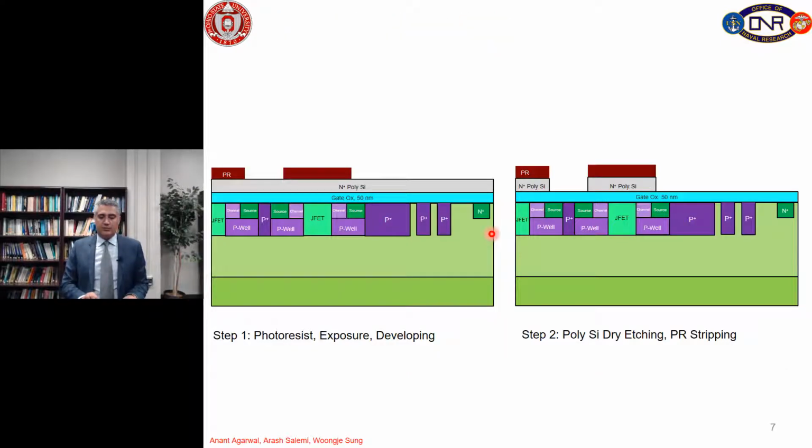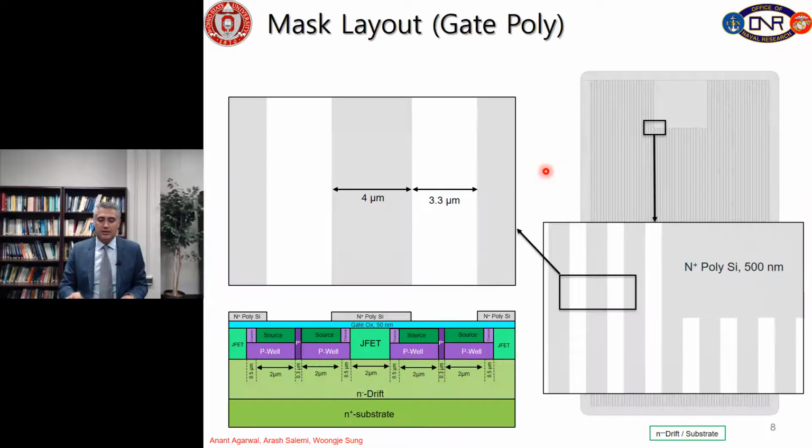For this step, polysilicon can be etched utilizing a photoresist mask. So we coat the sample with photoresist using lithography, a mask, exposing and developing. Then we have a suitable mask, and we can dry etch the polysilicon, and after that we can remove the photoresist by oxygen plasma or acetone.